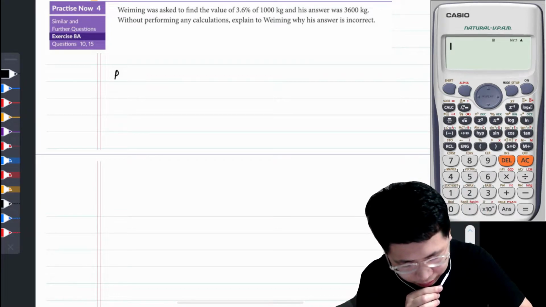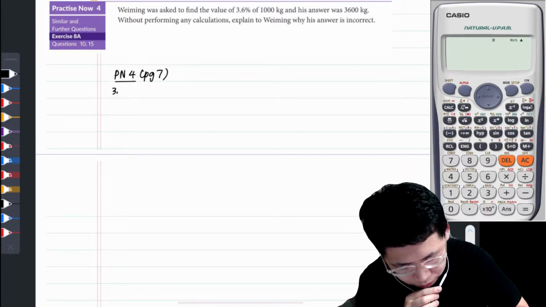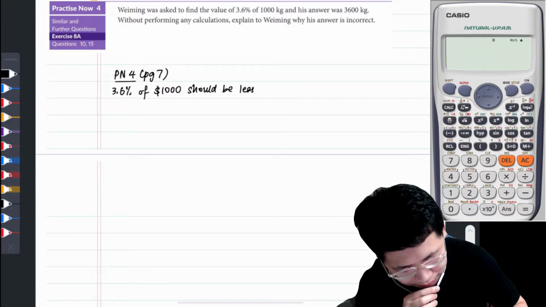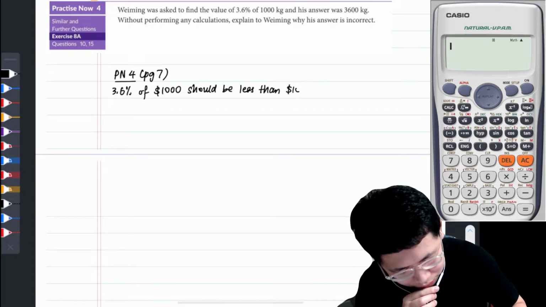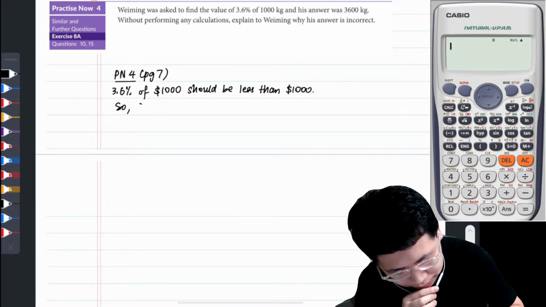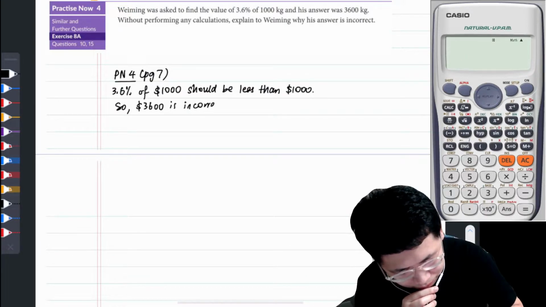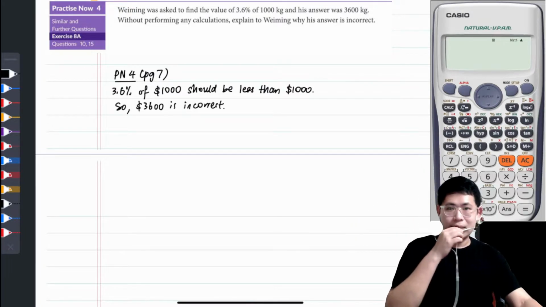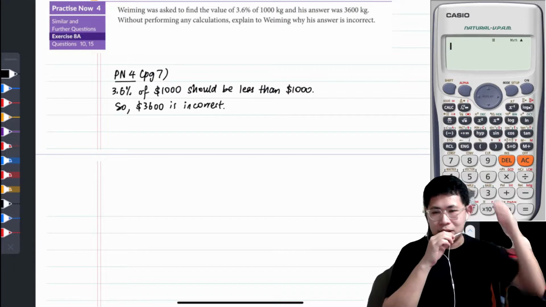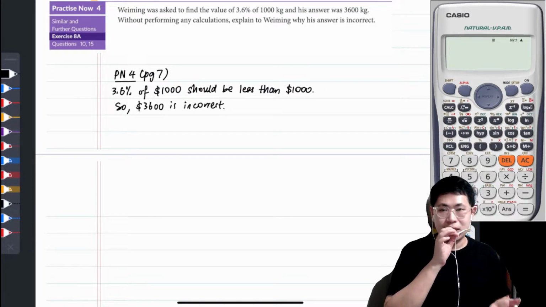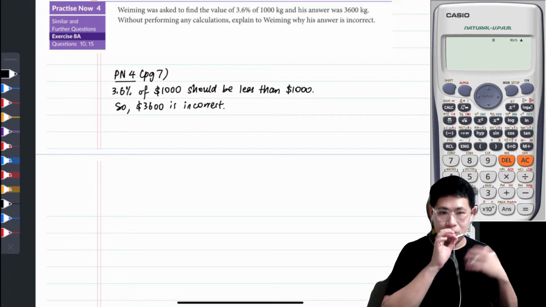So actually here, practice now for same page. Okay, so we can reason that 3.6% of $1,000 should be less than $1,000 itself. So the answer, the $3,600, is incorrect. So the reasoning will come like this. You don't have to do fancy calculation for this kind of question. Just need to use logic and reason it out.